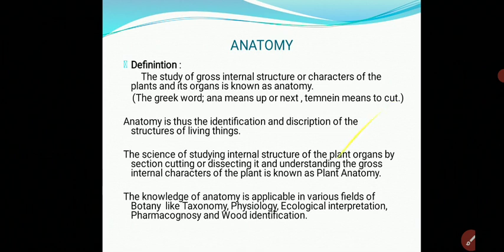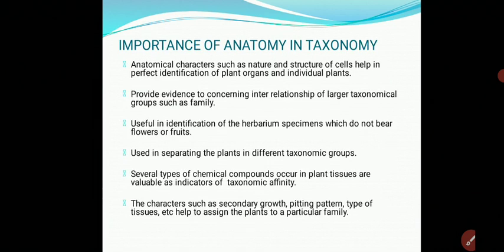So let's start with the importance of anatomy in taxonomy. See, first, anatomical characters such as nature and structure of hair, stomata, epidermal cells, hypodermal region, veins, vascular tissue and medullary rays, etc. help in perfect identification of plant organs as well as individual plant. Anatomy provides evidence concerning the interrelationship of larger taxonomical groups such as families. It provides evidence to establish the real affinities of genera of uncertain taxonomic status. Anatomical methods can be used in identification of herbarium specimens which do not bear flowers or fruits.